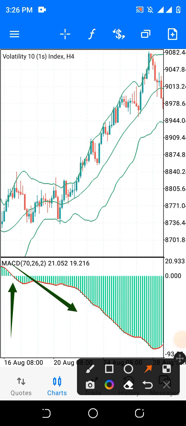A perfect entry. As I said in the beginning of this video, this strategy will show you where to make a perfect entry. Pay attention. Once you see the crossing of MACD from up downward, it signifies an uptrend. Where do you make your entry? Once you see the crossing, just relax. Don't be emotional.